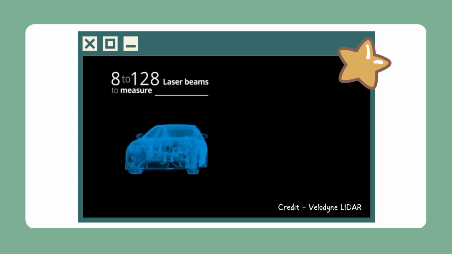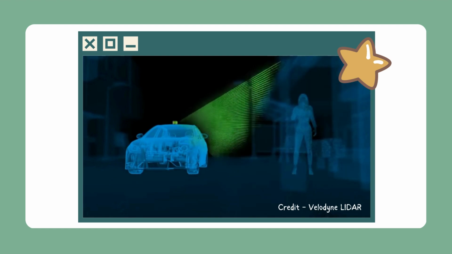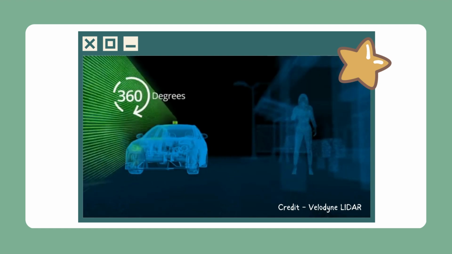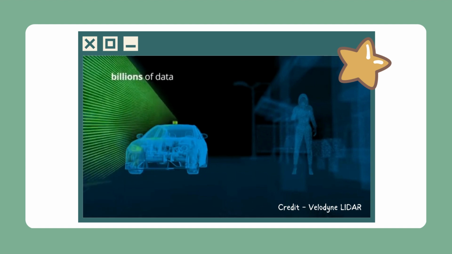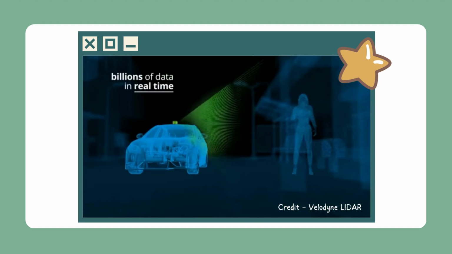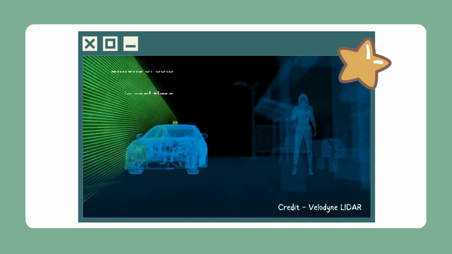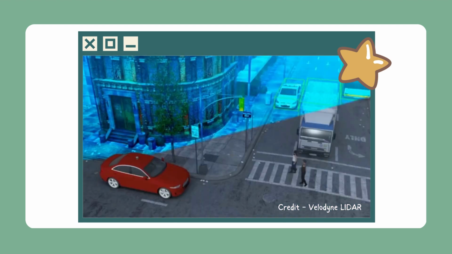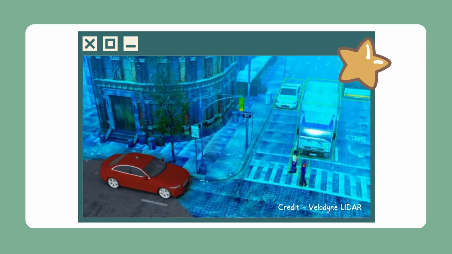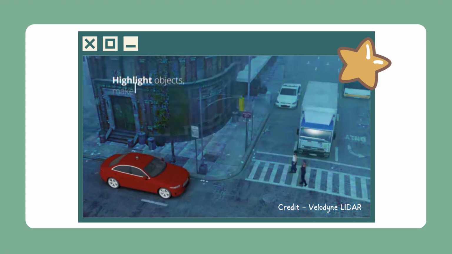A good LiDAR has from 8 to 128 laser beams to measure the environment. The laser beams in the LiDAR emit billions of light photons per second at 360 degrees in order to completely see the surrounding world. It is pretty amazing that billions of data points and calculations are happening in real time. This allows the car to see and keep drivers, occupants, and all other road users safe. It is kind of like spraying paint all over the surrounding environment in order to highlight objects, make them recognizable, and show movement.